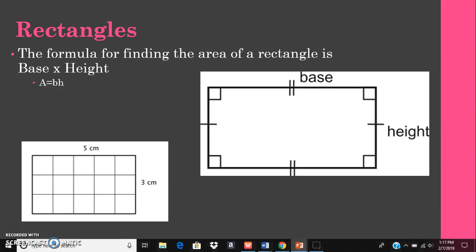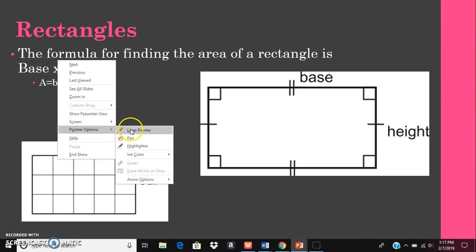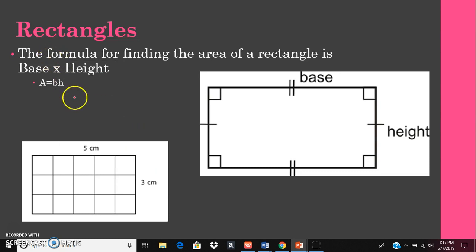So the formula for finding the area of a rectangle is base times height. So we're going to do that as A equals B times H. So this right here is going to be the base, since it's like the long side, and this is the height, since it's the taller side going up and down. And we're going to multiply those together.